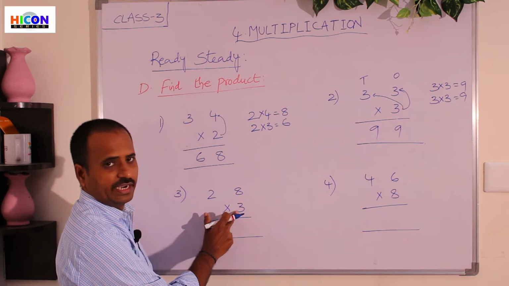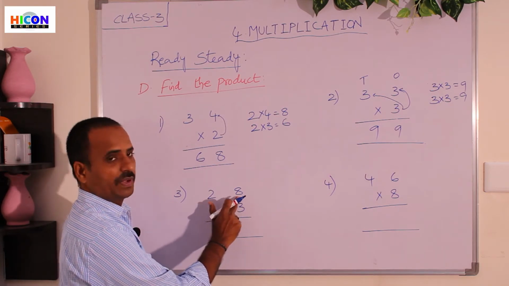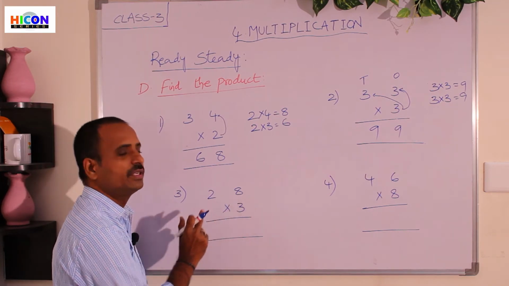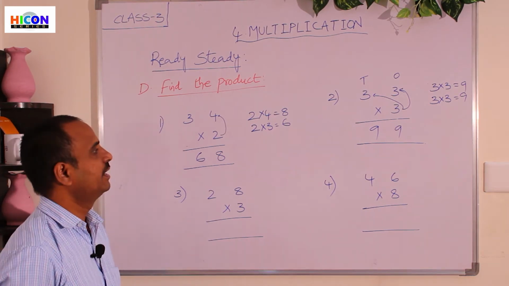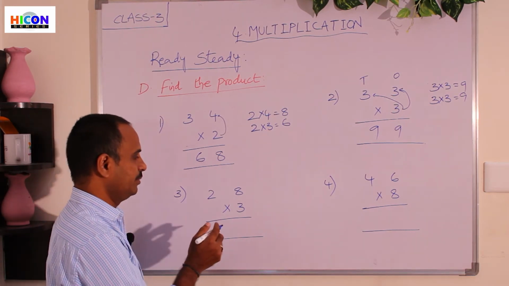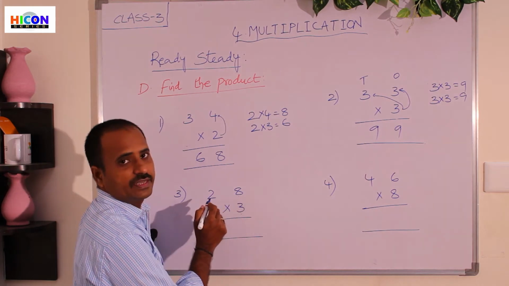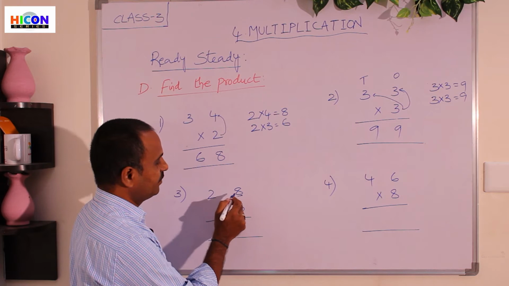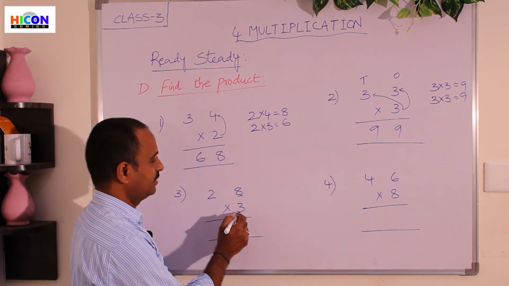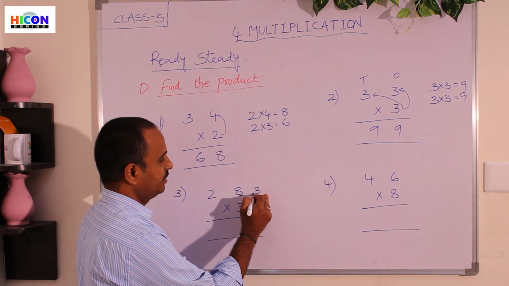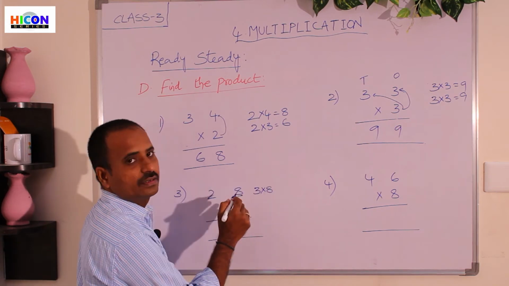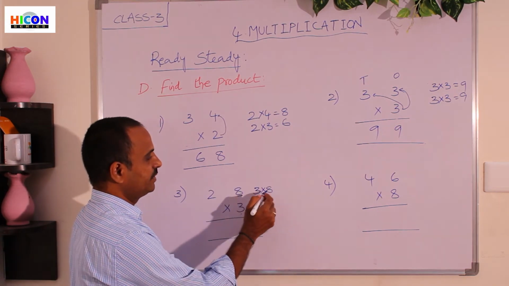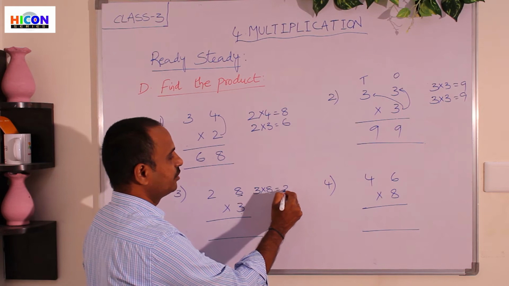So 3 is the single digit number. We have to multiply the number 28 with 3. So how can we multiply? Again the same process. First multiply 3 with ones place. So which digit is present in the ones place? 8 is there in the ones place. So 3 into 8. So children, multiply 3 with 8.